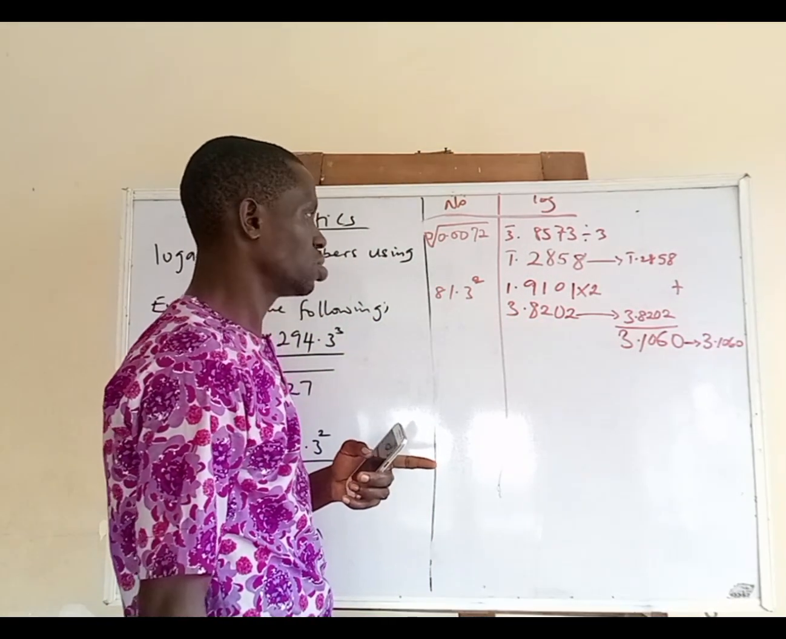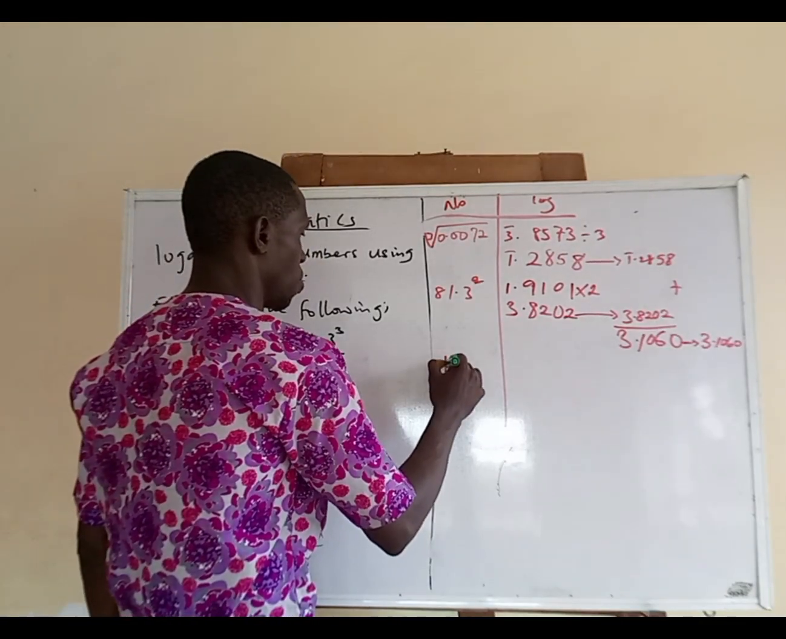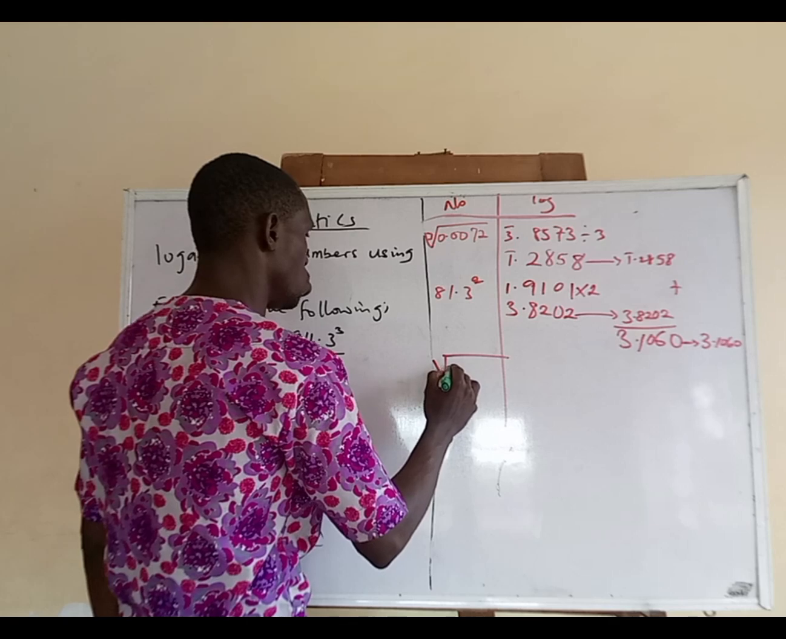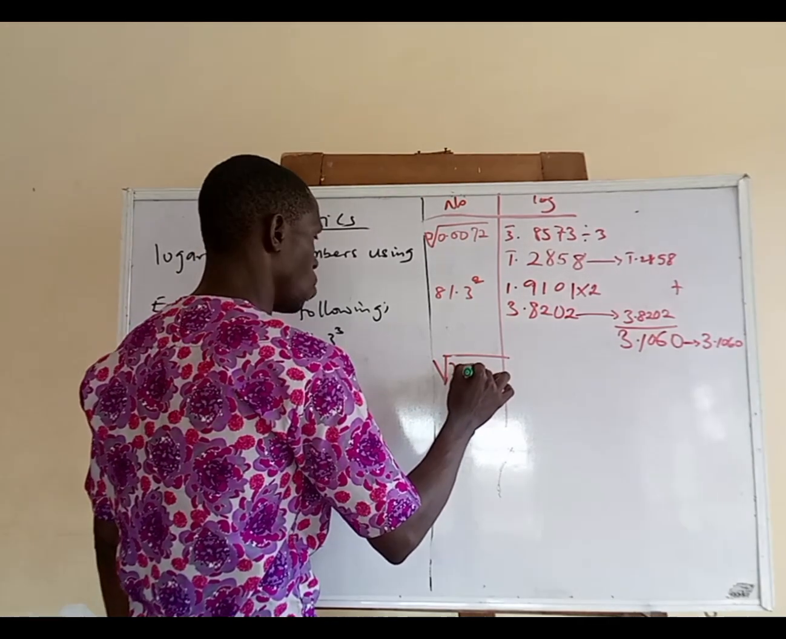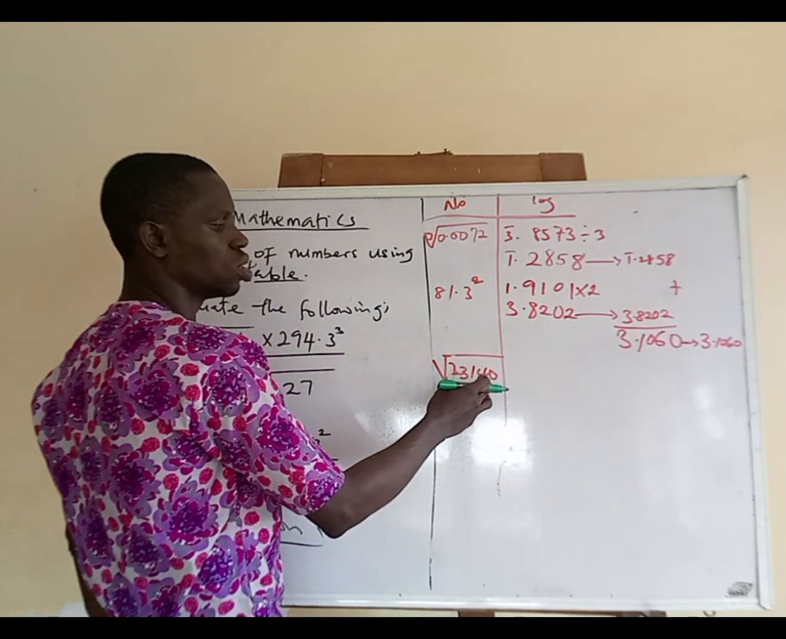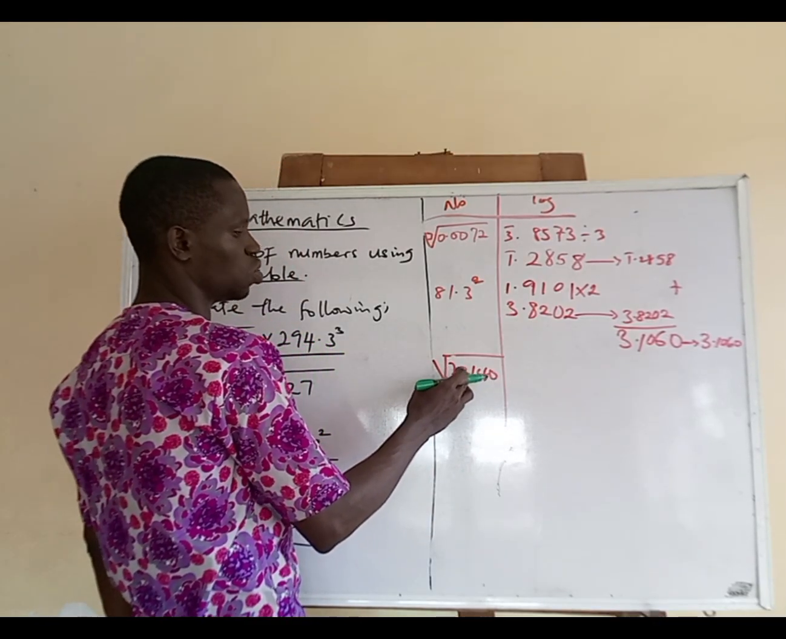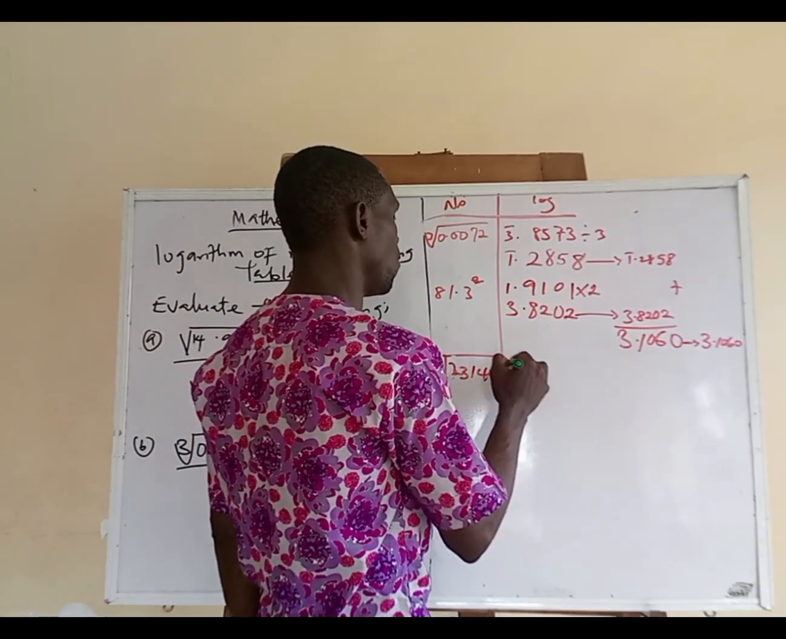Are we getting it now? Good. So let's quickly come and do the denominator. The denominator is root 3, root 2, 3, 140. So what's the integer of 2, 3, 140? That's how many digits? 1, 2, 3, 4, 5 digits. You subtract 1 from the 5 digits to give you 4.